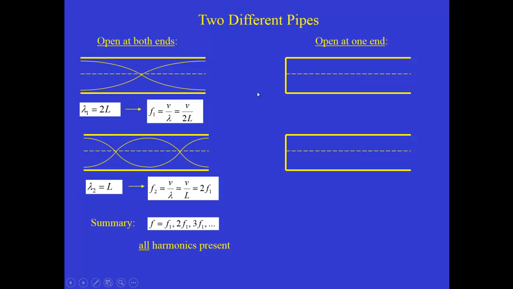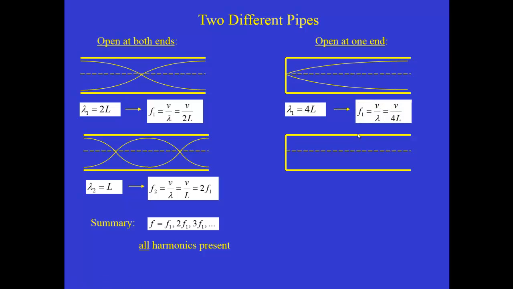Let's consider, though, by contrast, what happens for a pipe that's open at one end and closed at the other end. Here is the lowest frequency possible. So for a node at the closed end and then an antinode at the open end, we get this pattern, and inspection of this shows that the wavelength would actually be equal to 4 times the length of the pipe. This is only 1/4 of a wavelength that we show here in the sketch. And so as a result, the frequency F1 is V over 4L.